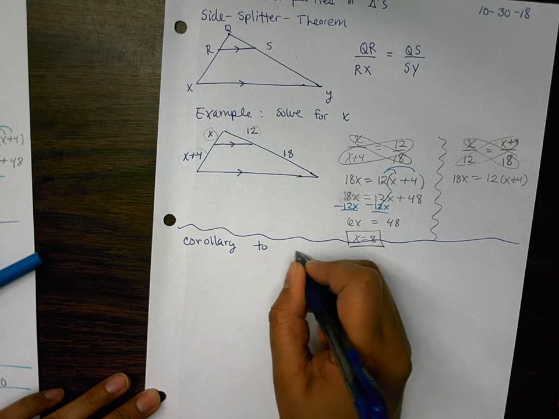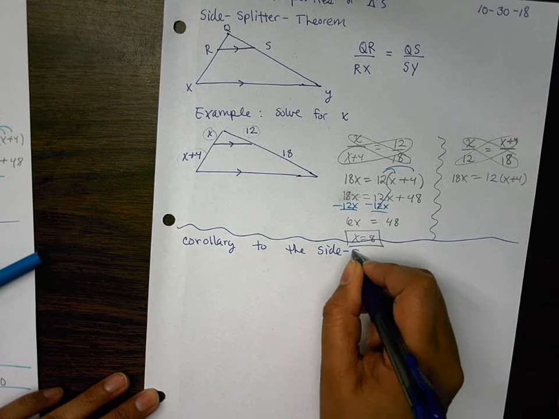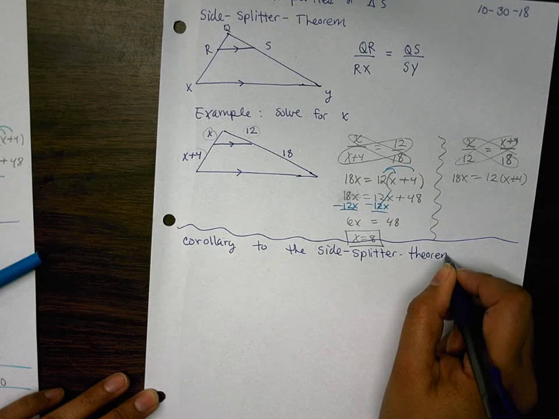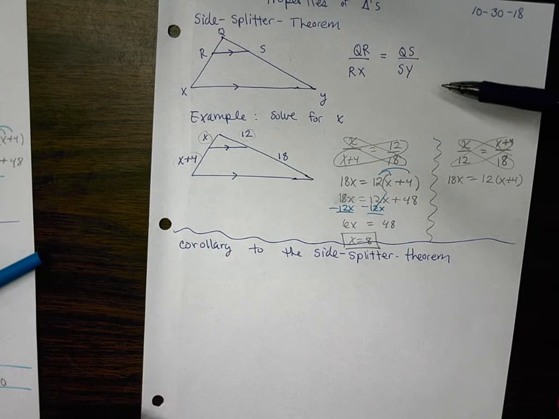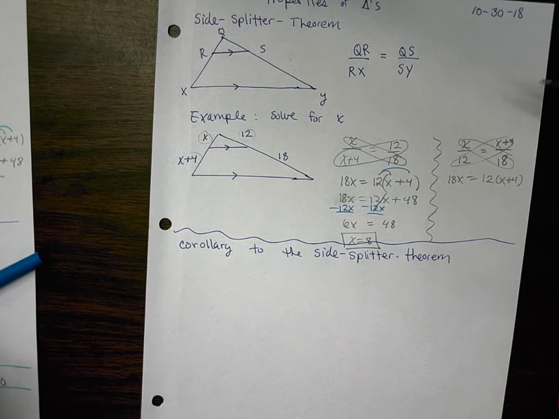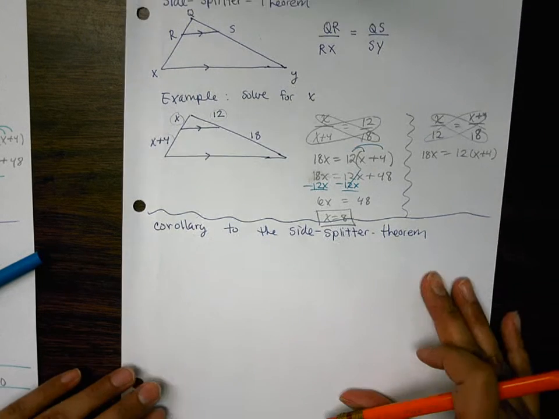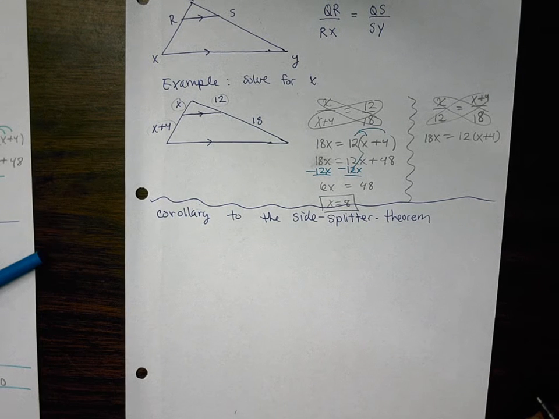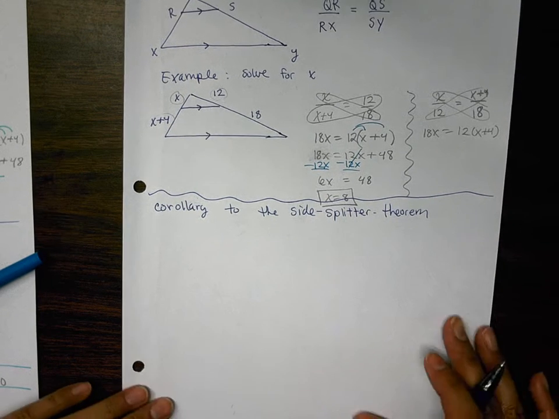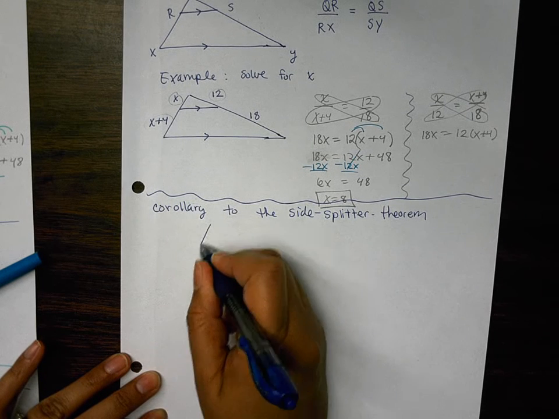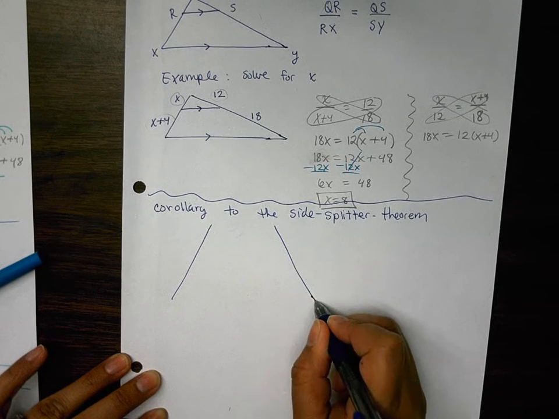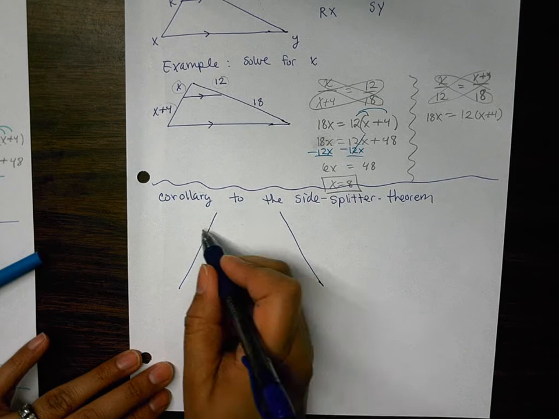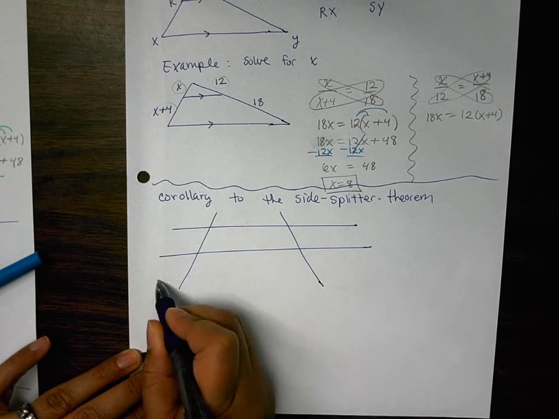Next piece, corollary to the side splitter theorem. It's very similar to the side splitter theorem. It's not exactly the same, but it looks like it. It's the same concept. Are we ready? Corollary. Okay, so instead of a triangle, I just have these two lines here that are non-parallel. It's not a triangle, just two lines. But I have three parallel lines going through them like this.